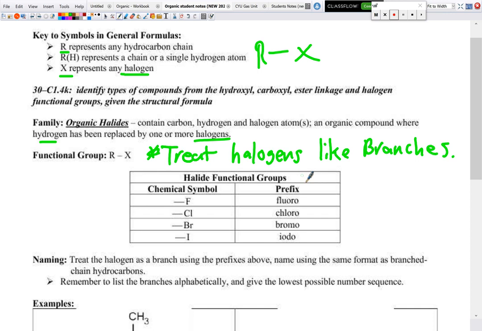However, when we do name them inside of our compound, if we have a fluorine, we'll call that a fluoro branch. Chlorine is a chloro branch. Bromine bonded will be a bromo branch. And iodine bonded will be an iodo branch.